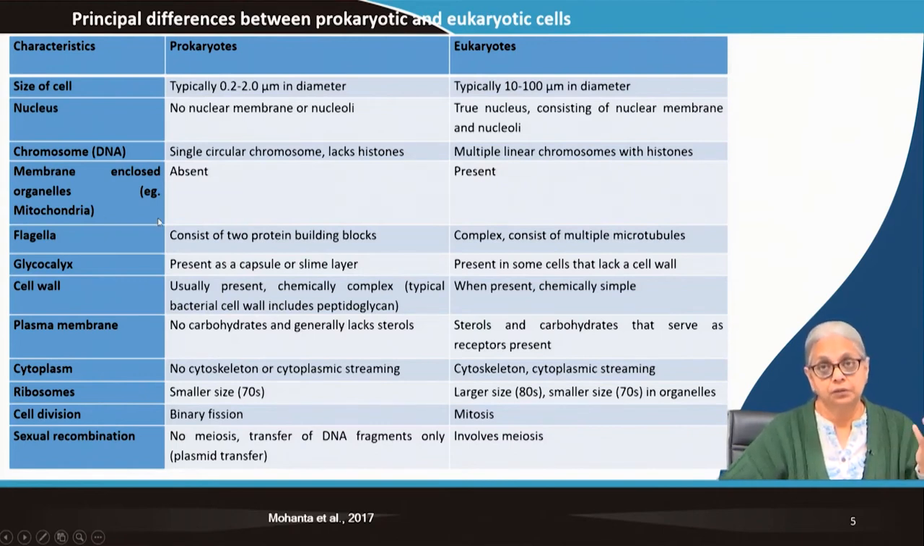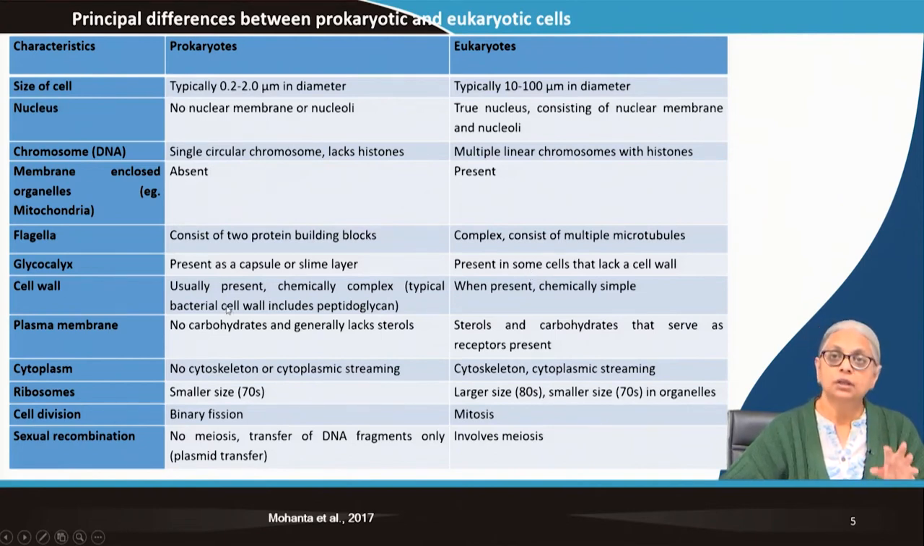For movement, you have flagella. If we are dealing with unicellular organisms, they have flagella, which are used for movement. In prokaryotes, you have flagella which have two protein building blocks. And in eukaryotes, you have complex flagella with multiple microtubules, so they are more complex structures. There is a glycocalyx. It is present as a capsule or a slime layer. And in eukaryotes, it may be present in cells that lack a cell wall.